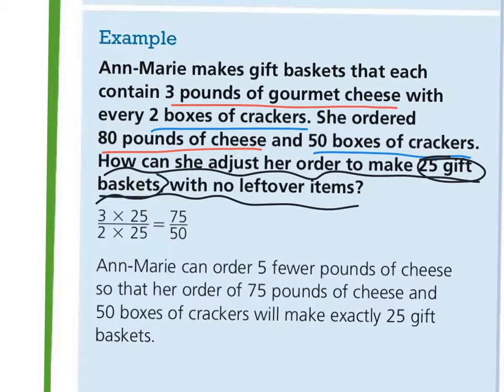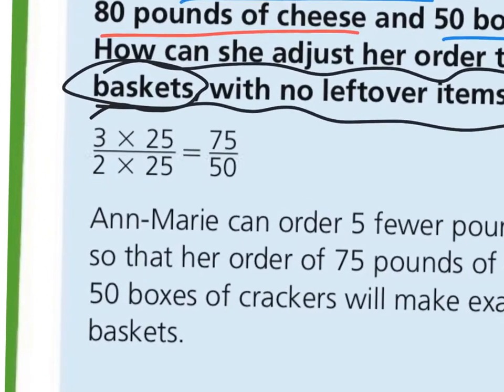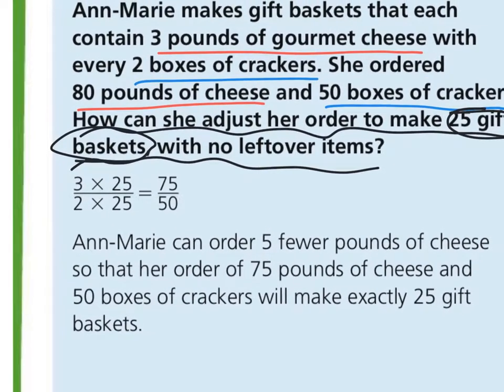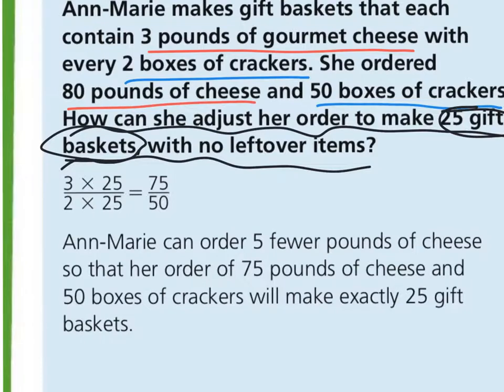So if you remember, we did one of these with flowers, I think, bouquet. So for 25, we have a ratio of 3 to 2. 25 of each of those would be 75 over 50. So 75 pounds of cheese for 50 boxes of crackers. We have 80 pounds of cheese and 50 boxes of crackers. So what we would need to do, we have 80, we need just 75. So just order 5 fewer pounds of cheese, and that would do the job.